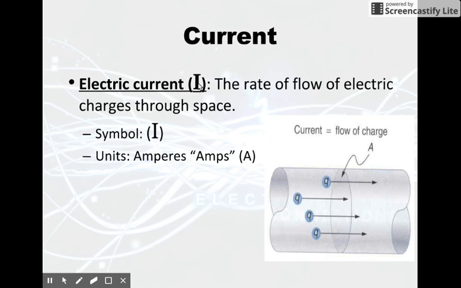So current is symbolized with the letter I, and it means the rate of flow of charge that passes through space. So how much charge is flowing through the wire is your current. So the symbol is I, but it is measured in the unit called amperes, or amps for short, which has a unit symbol of A.